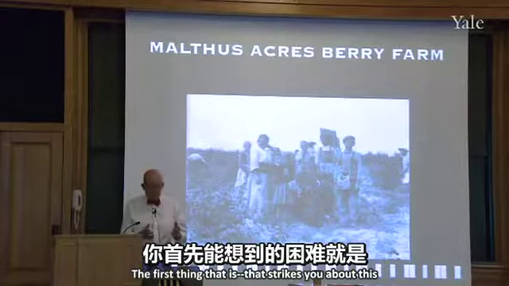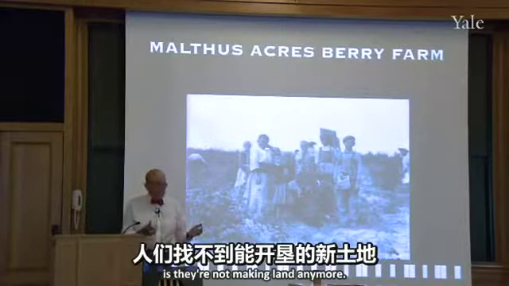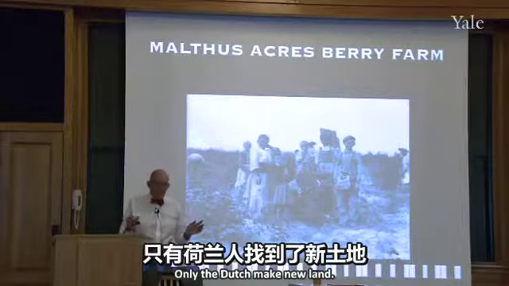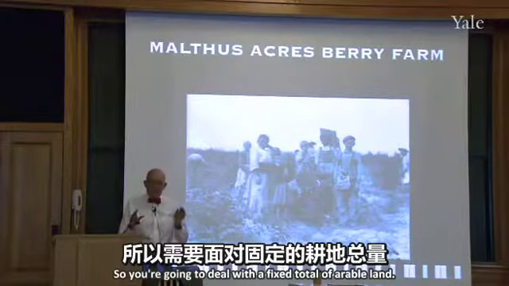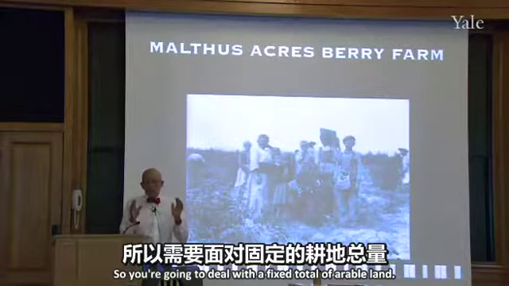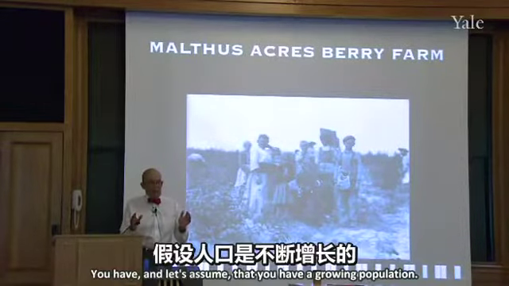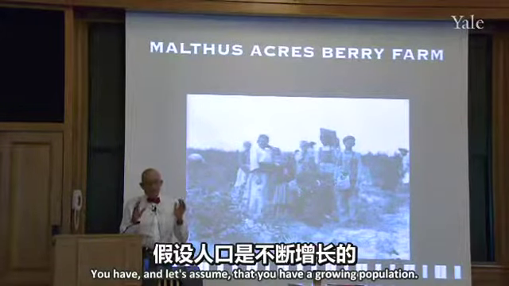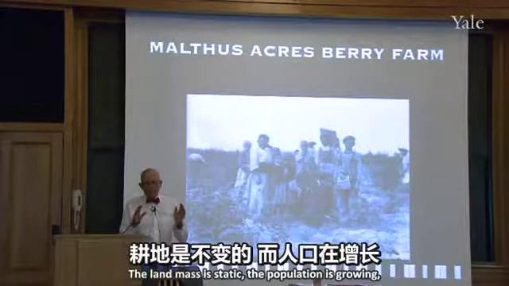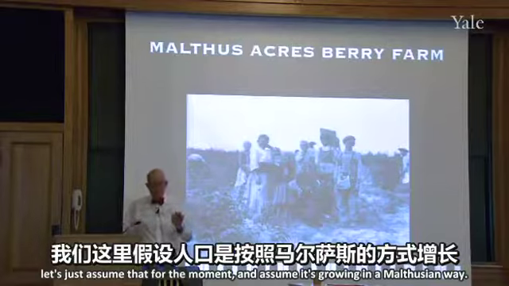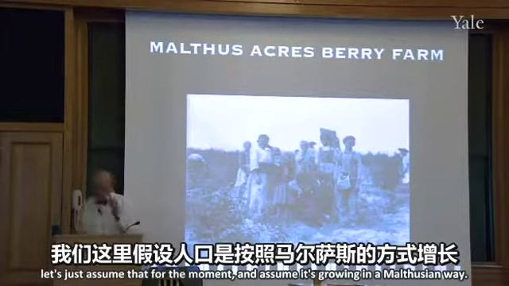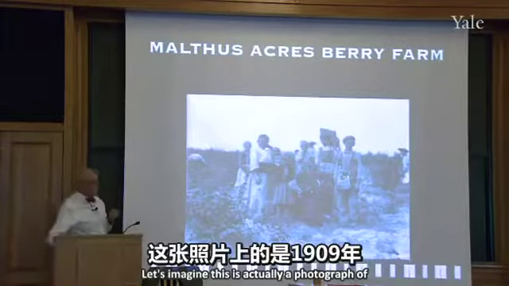The first thing that strikes you about this is they're not making land anymore. Only the Dutch make new land. And so you're going to deal with a fixed total of arable land. And let's assume that you have a growing population. The land mass is static, the population is growing. Let's just assume that for the moment, and assume it's growing in a Malthusian way.